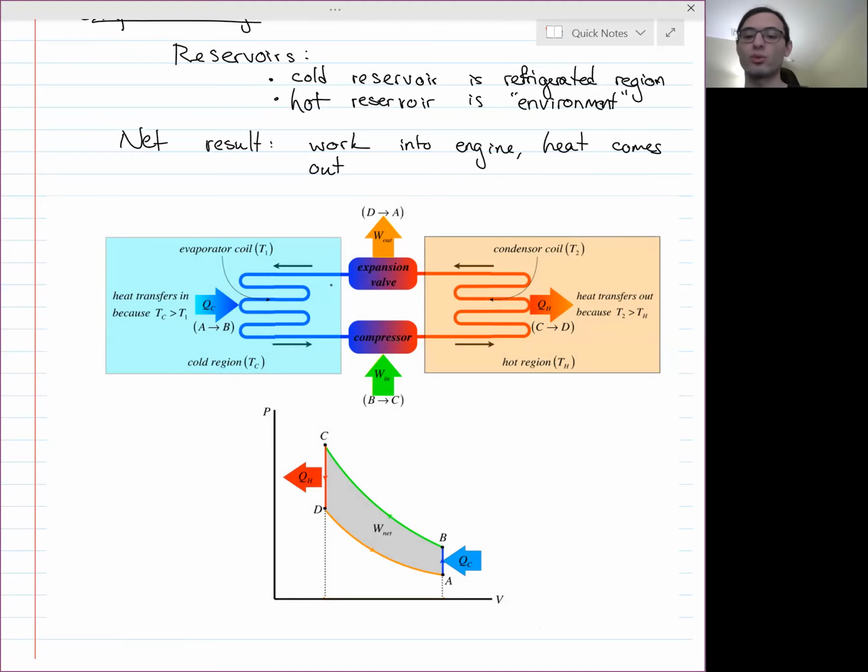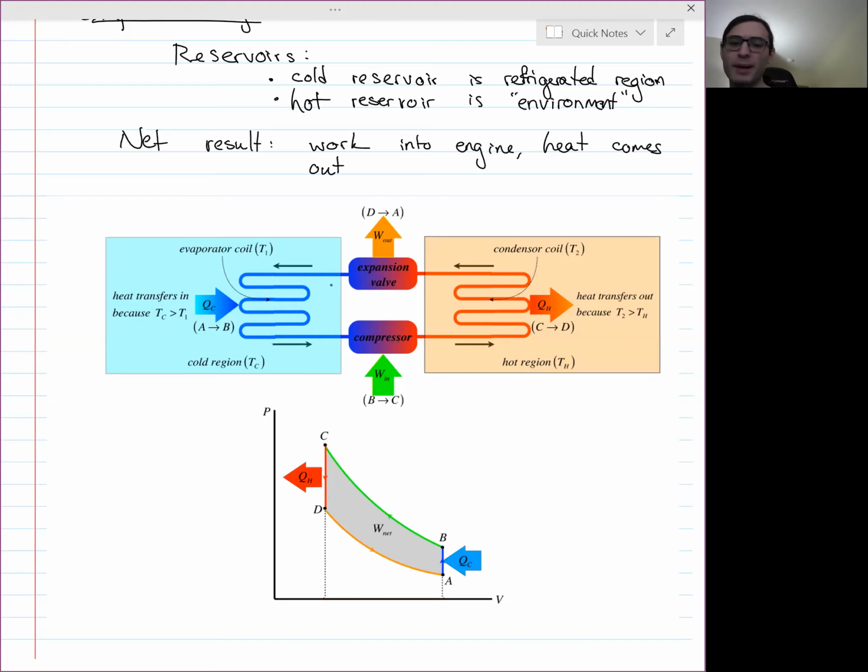And so that gas runs through the cold region of your refrigerator. This is like the inside of your refrigerator. Because the gas is colder than your refrigerator, heat transfers from the inside of the refrigerator to the gas in the coil. It does this in a constant volume manner because the volume of the evaporating coil is just fixed. So you have heat transferring from the cold region into your gas in a fixed volume process.